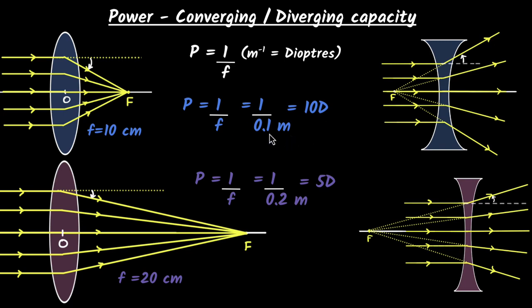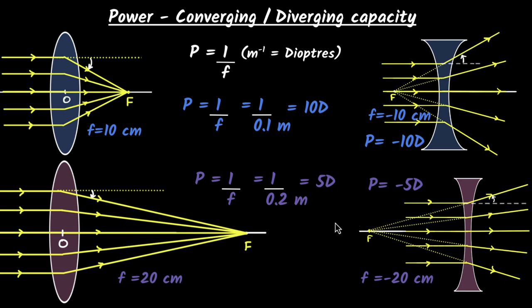But wait a second, how do we differentiate between converging power and diverging power? Well, remember, for diverging lenses, their focal lengths would be negative. So over here, if the focal length is negative 10 centimeters, what will be the power? Well, it will be 1 over negative 0.1. So it'll be minus 10 diopters. Similarly, if the focal length is minus 20 for a diverging lens, you'll get minus 5 diopters. And so you can now see that for converging lenses, we get positive power. For diverging lenses, we get negative power. And that's basically how we differentiate between converging and diverging lenses.